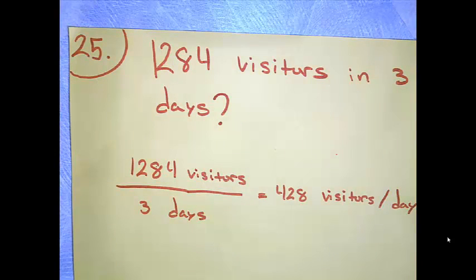Number 25, you do 1,284 visitors divided by 3 days, and it equals 428 visitors per day.